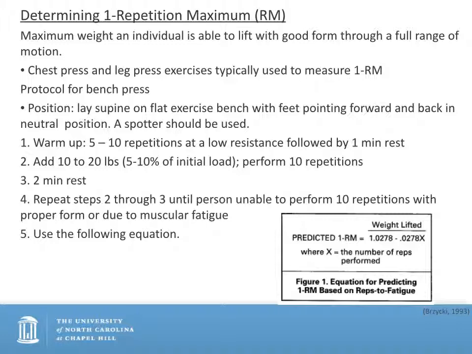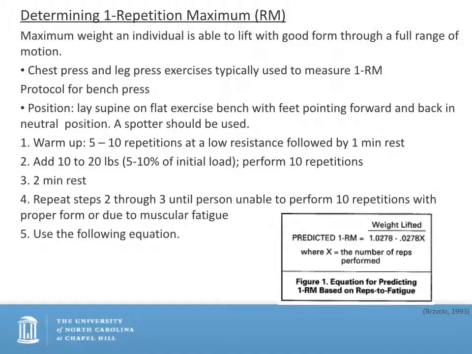We just went over the recommendations for intensity based off a person's 1 repetition maximum, or 1 RM. Now let's look at how to determine that 1 RM. Again, a 1 RM is the maximum weight an individual is able to lift with good form through a full range of motion. Typically, the chest press and leg press exercises are used to measure the 1 RM for the upper body and lower body muscular strength, respectively.